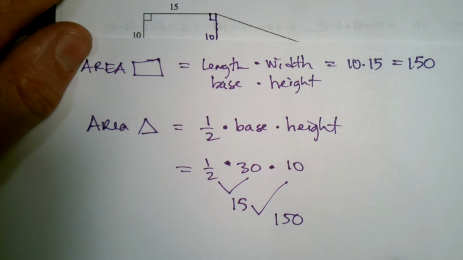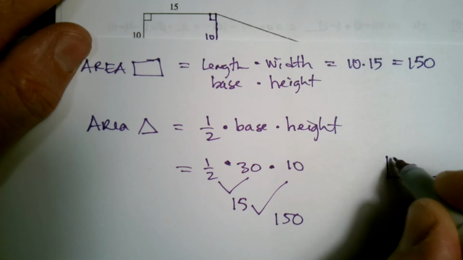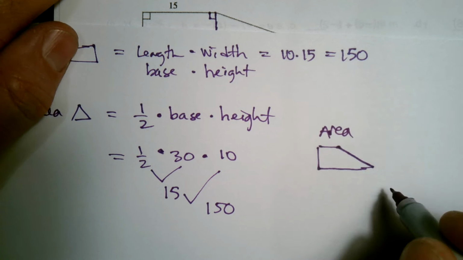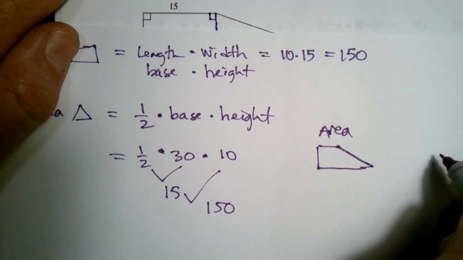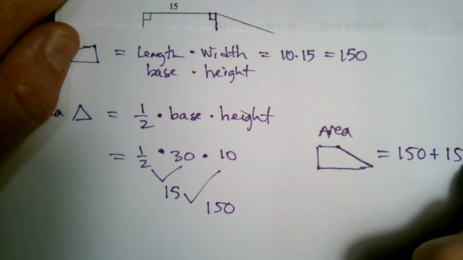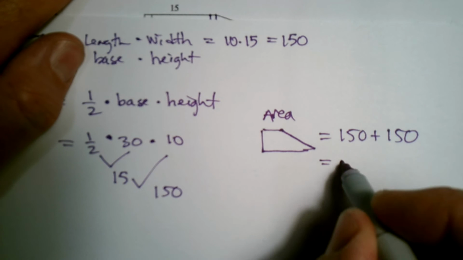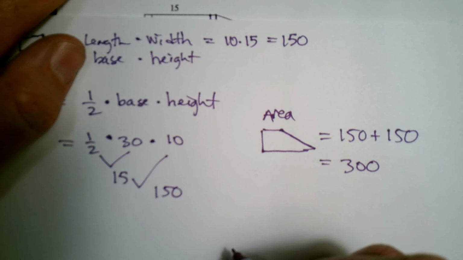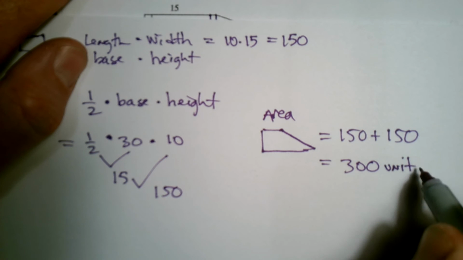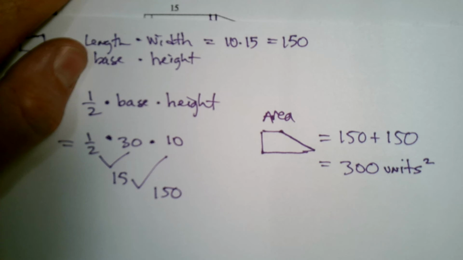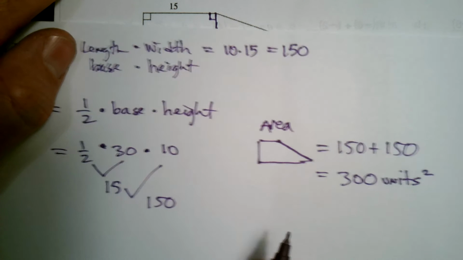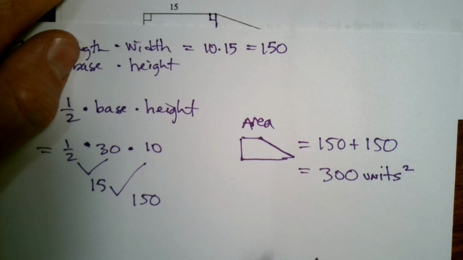So my total area, the area of the whole figure, would be those two added up. So that would be 150 plus 150, which is equal to 300. It doesn't say what the units are, so if they don't have units, you would say units squared for area. There's the method of finding the area by cutting the figure up.